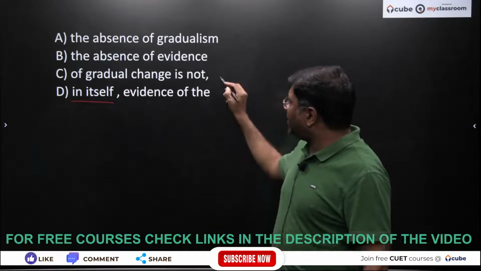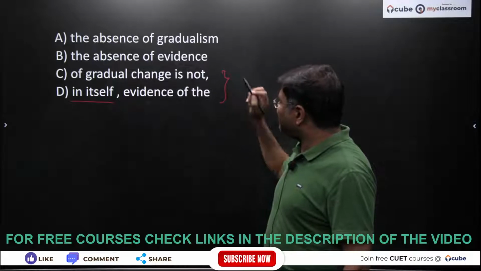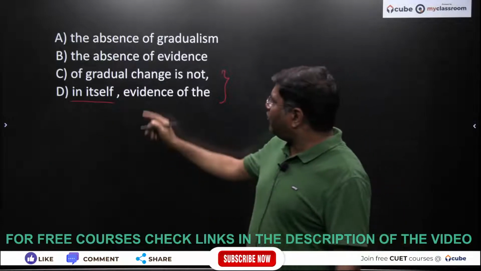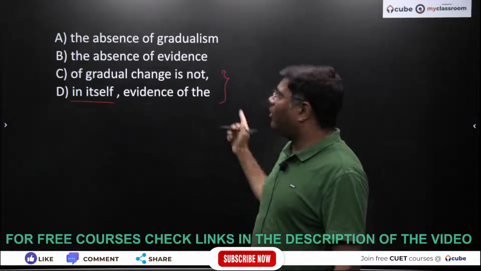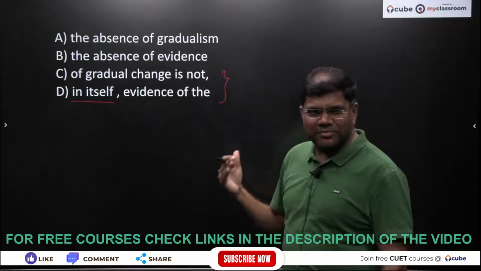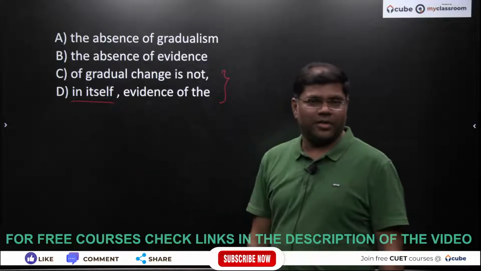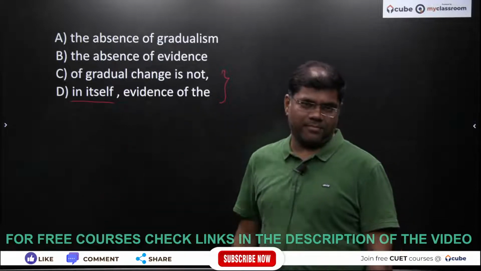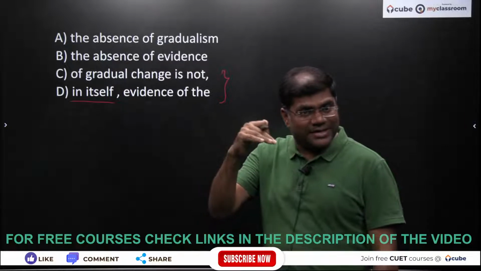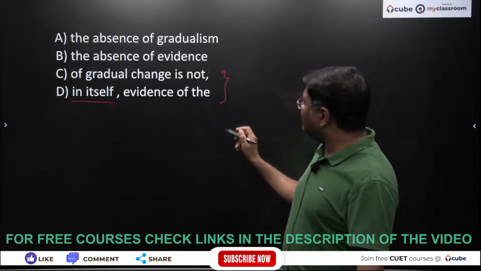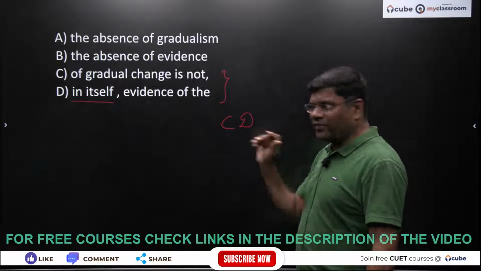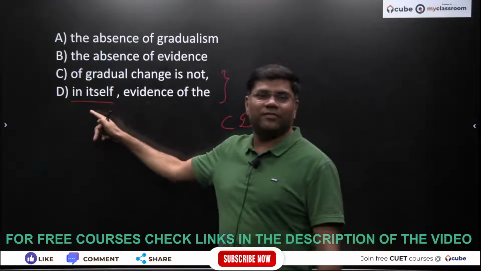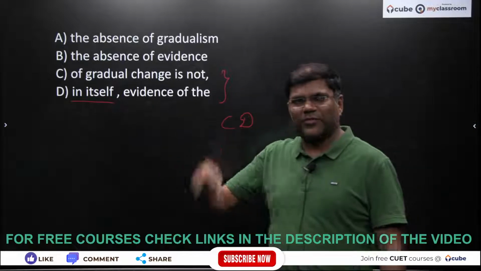So if you look at C and D, you realize that they are likely to go together. How? Of gradual change is not in itself evidence of. So it makes sense, something is not in itself. So you can say that the CUET exam is not in itself a difficult exam, right? So in itself makes sense that way. So if you look at C and D, it makes sense because it justifies the presence of in itself. It is interrupting as a sort of emphasis.